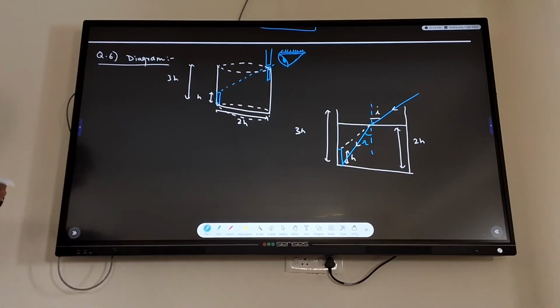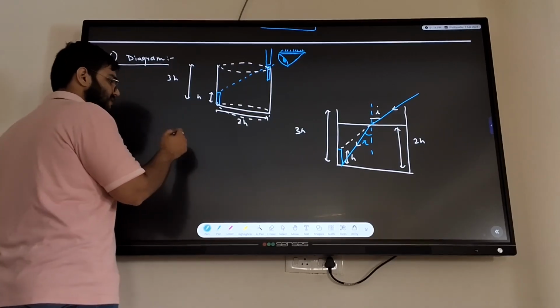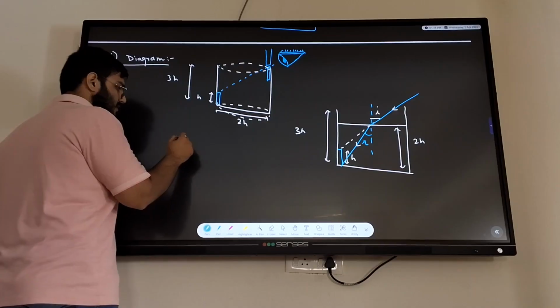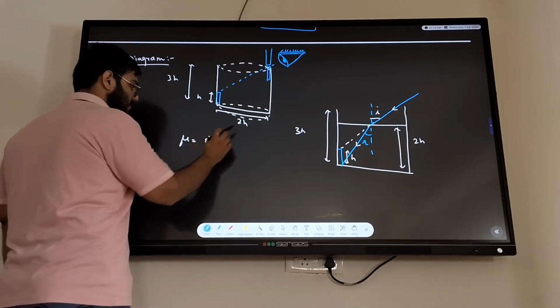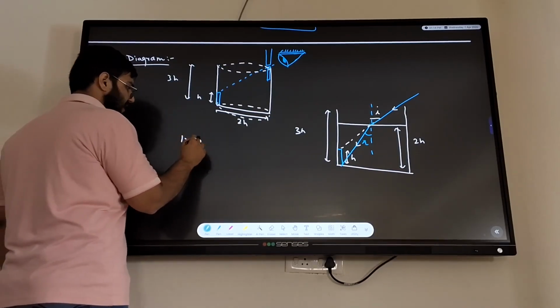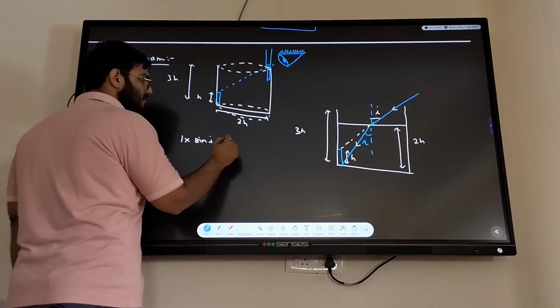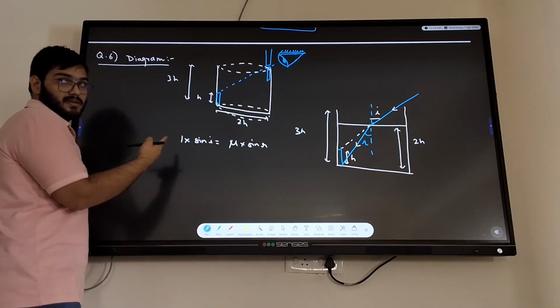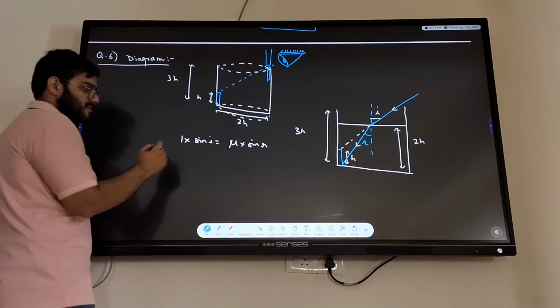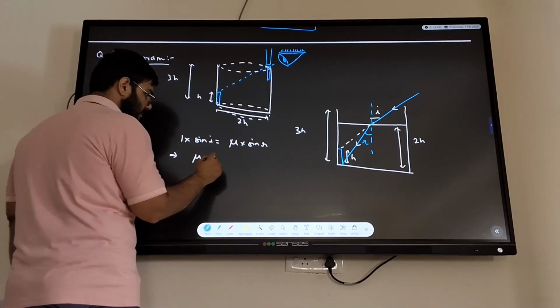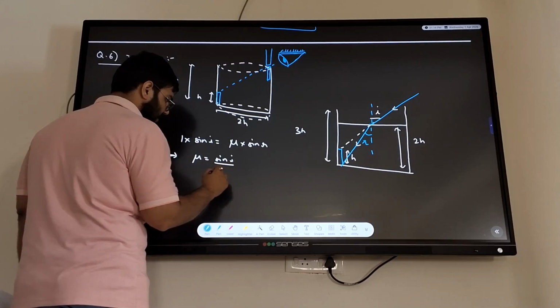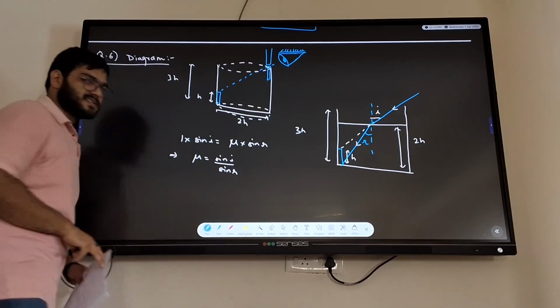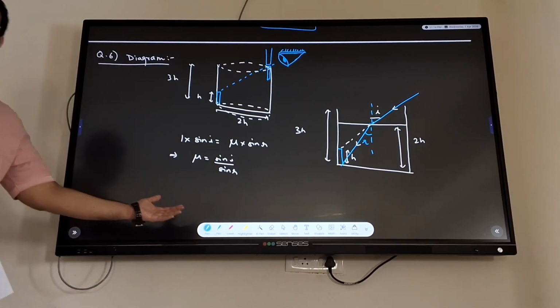Now what you have to find in this question is mu. But what was the formula of Snell's law? Mu is equal to, batao, 1 into sine I is equal to mu into sine R. Why did I write 1? Because the refractive index of air is 1. So mu is sine I by sine R. So if I find sine I and sine R, I will be done.